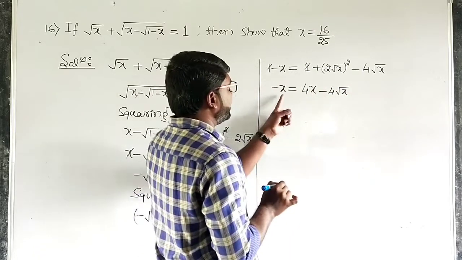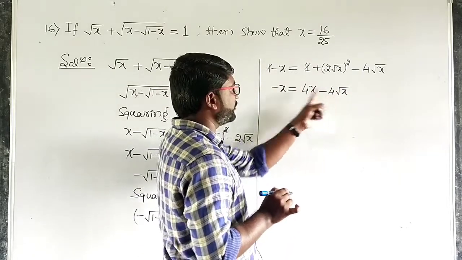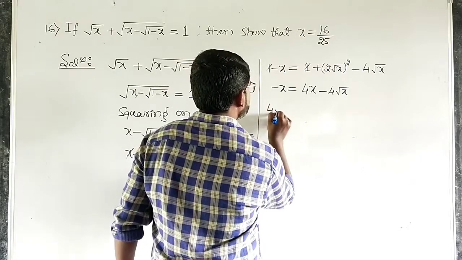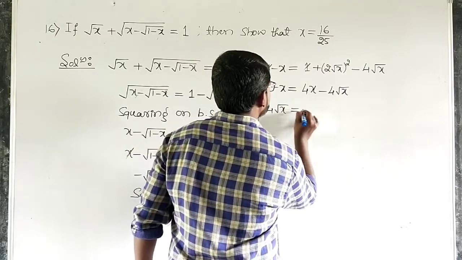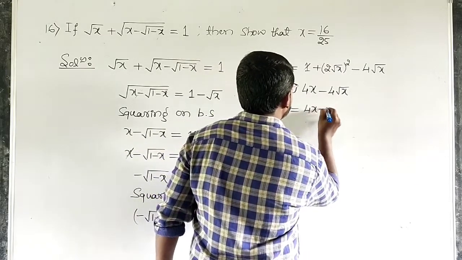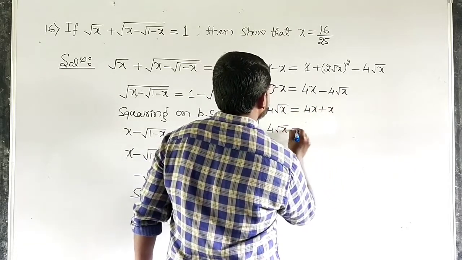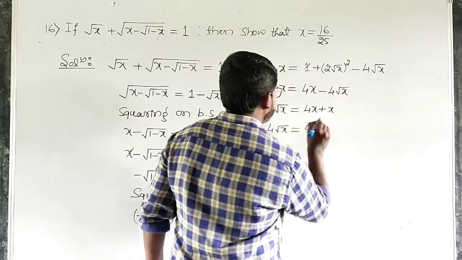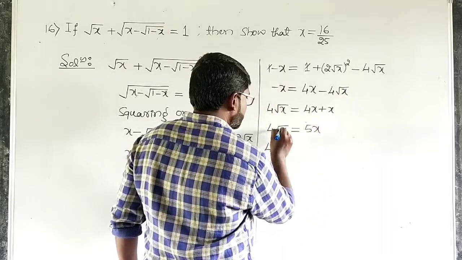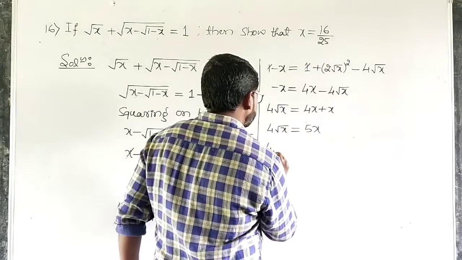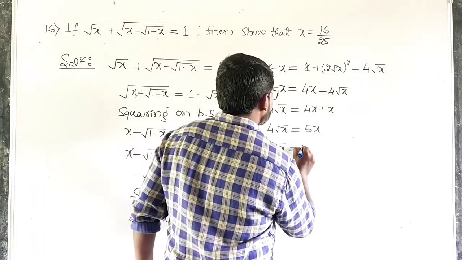So now I take minus x to the RHS and minus 4 root x to the LHS. Minus 4 root x becomes plus 4 root x, which is equals to 4x plus x. 4 root x, which is equals to 5x. Now this 4 root x, I write it as it is, which is equals to 5.